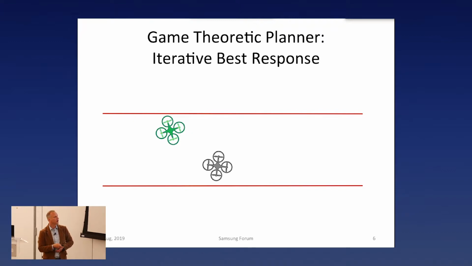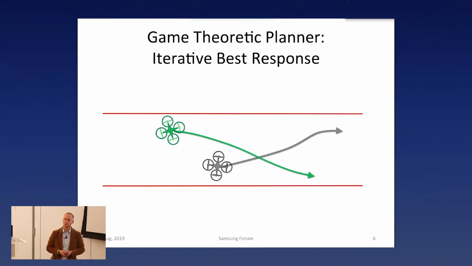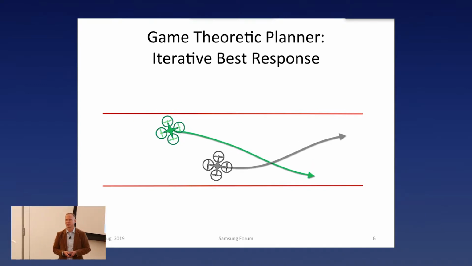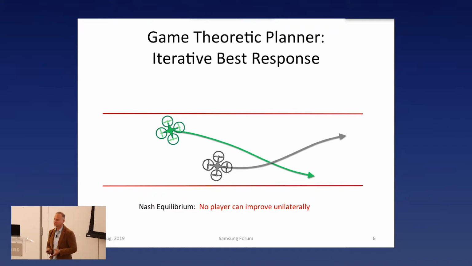And then I'm going to lock my trajectory in place, and I'm going to simulate what he might do in response. That's his best response. And then I'm going to lock his response in place, and I'm going to simulate what I might do in response to that. That's my best response. And I do this again and again. That's iterative best response. And if I keep doing this, and if I'm lucky, I'm going to reach a Nash equilibrium.